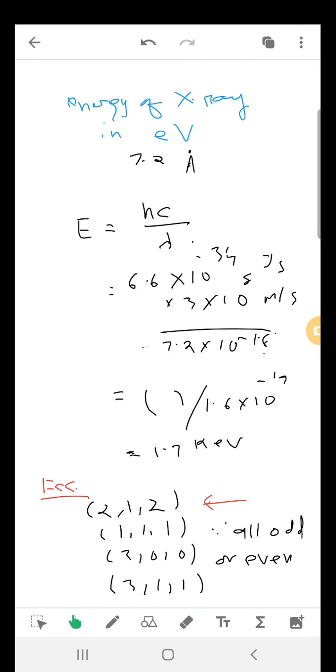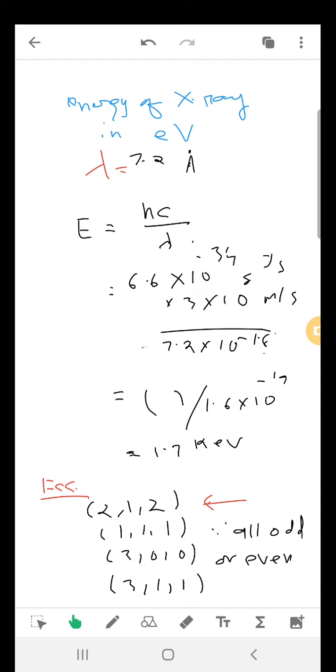Now the energy of X-rays in electron volts, we need to find out. We know that the wavelength is 7.2 Armstrong, so using the formula E is equal to hc by lambda, putting all the values, we get 1.7 electron volts.